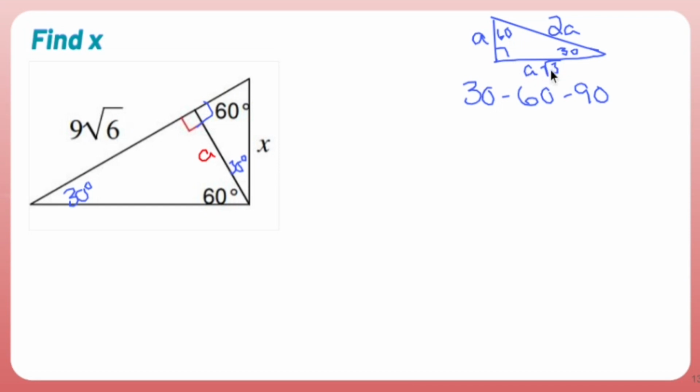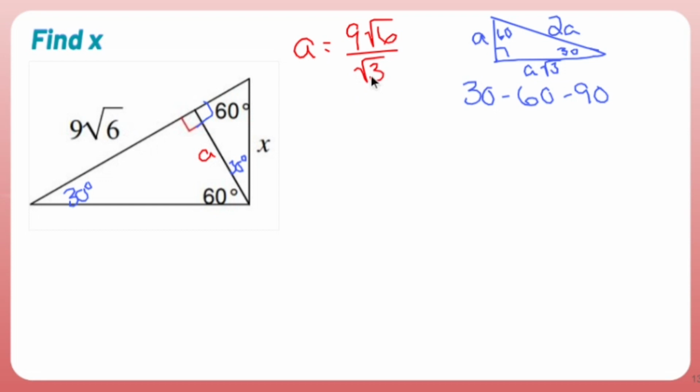I'll call it A. A, in my case here, represents the smaller leg of this right triangle. Now, to find the bigger leg of a 30, 60, 90 right triangle, I multiply by root 3. So if I want to work in reverse and go from the big leg to the small leg, that means I have to take 9 root 6 and divide by root 3. So A is now 9 root 6 divided by root 3.